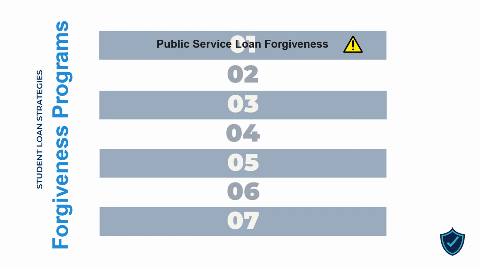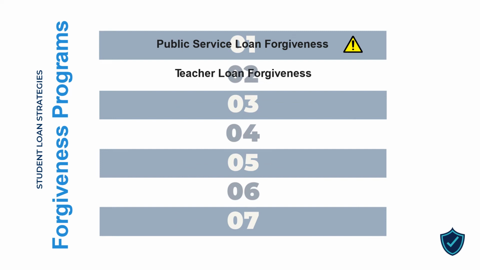Forgiveness may be available to you after you've made 120 payments in your repayment plan while working full-time for a qualifying employer. Important note, however: this is a reason not to consolidate or refinance, because if you do, that 120 payment counter resets to 0.